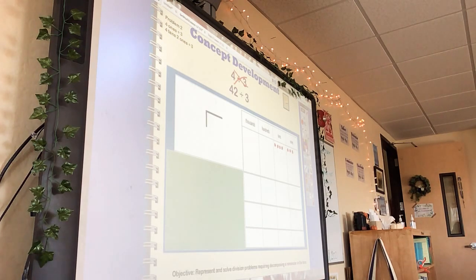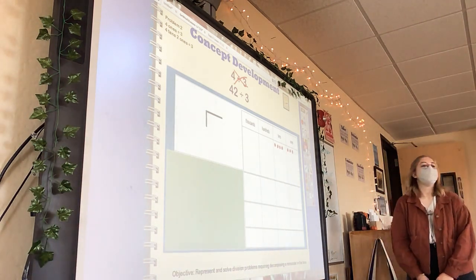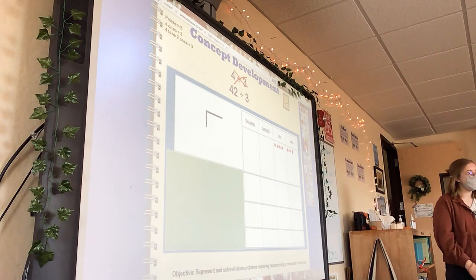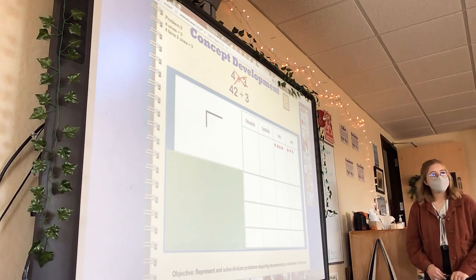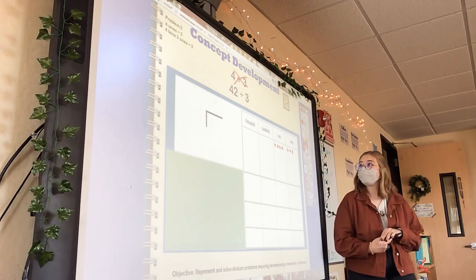Okay, does everybody have 4 tens, 3 ones in their place value chart? Yeah. Okay, I want to thank Logan for working hard. Good job. Thank you, Haley. I love it. Elizabeth's going. Love it. Thank you, guys.